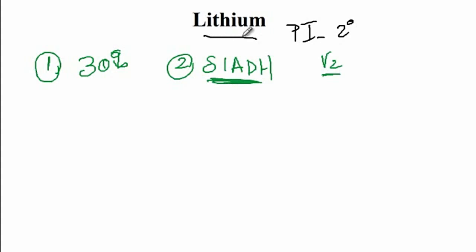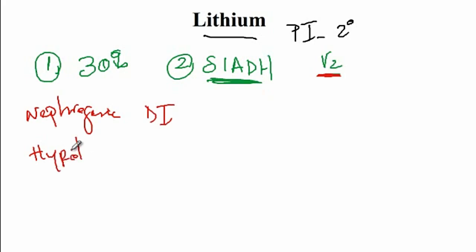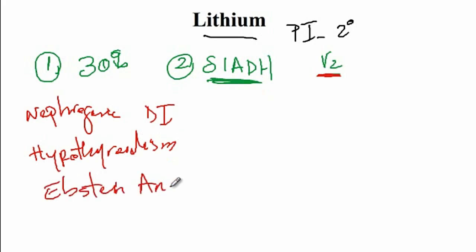But then at the same time, lithium has a very narrow therapeutic index, meaning that there is a little difference between the toxic as well as the therapeutic doses. So for the same reason that lithium antagonizes the V2 receptor, it can be associated with nephrogenic diabetes insipidus as well as hypothyroidism and Epstein anomaly. And then the other side effects include, for instance, tremor, sedation, and ataxia.